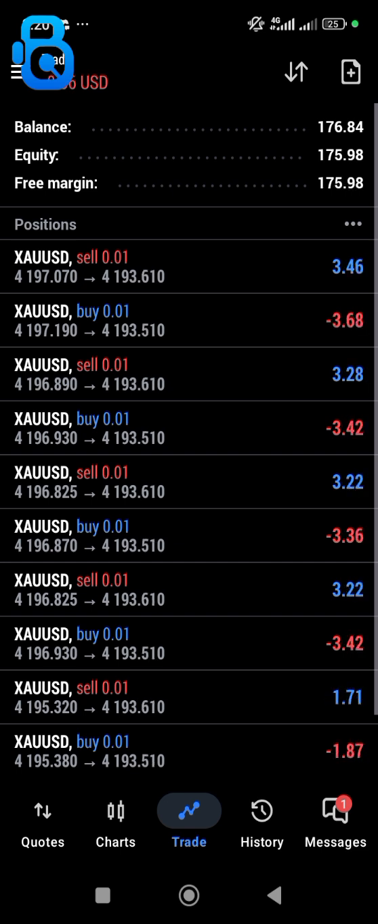For the sells, the first sell, you subtract 10 from the entry price. The second sell, you subtract 20. The third sell, you subtract 30. The fourth sell, you subtract 40. The fifth sell, you subtract 50.